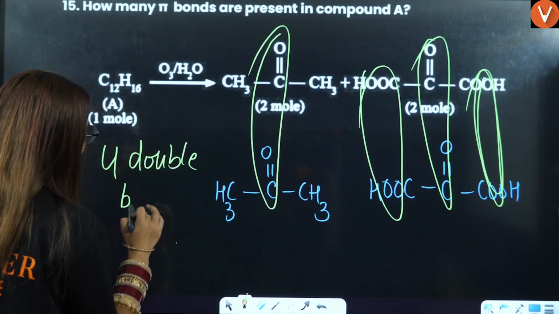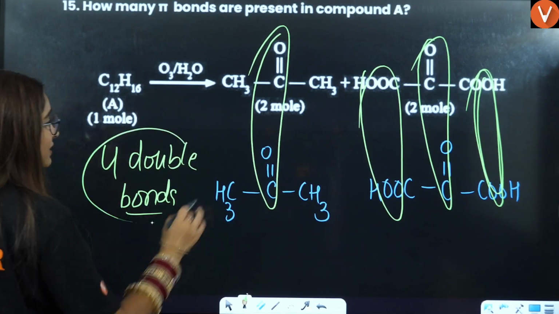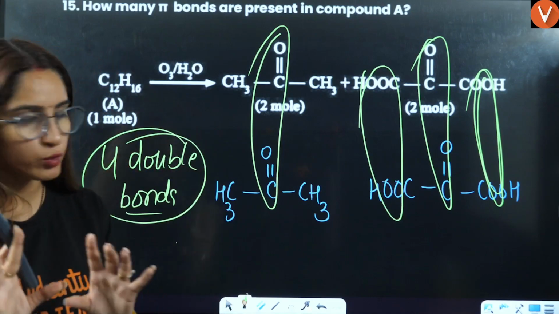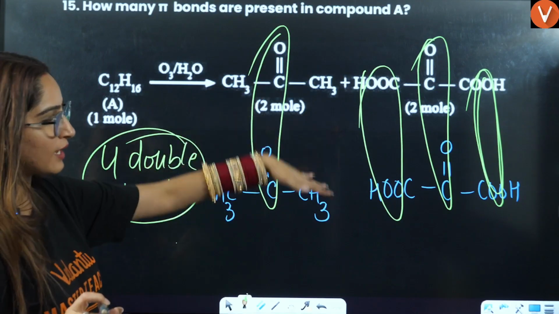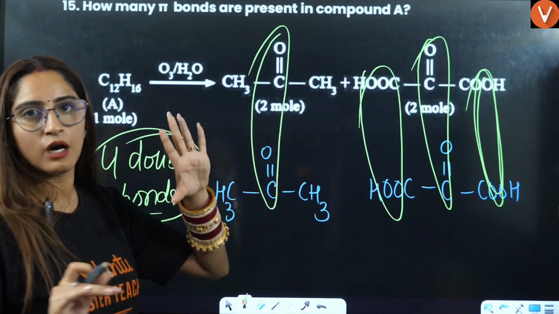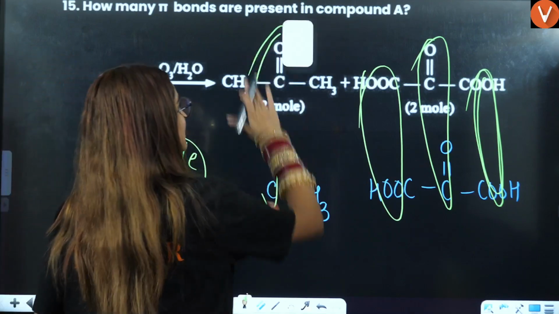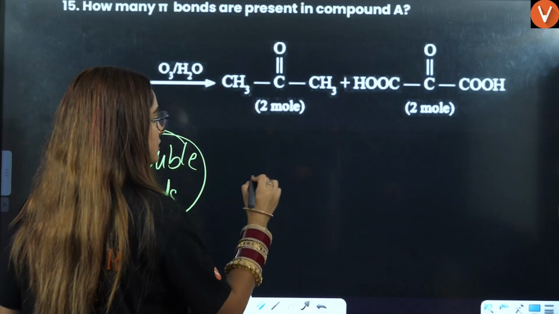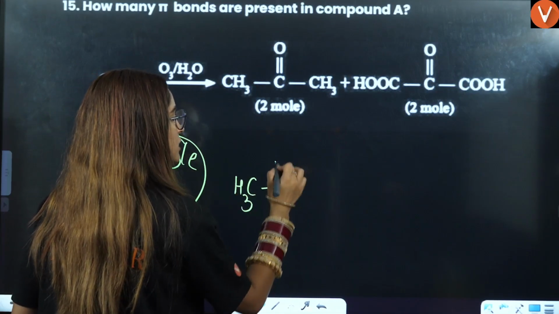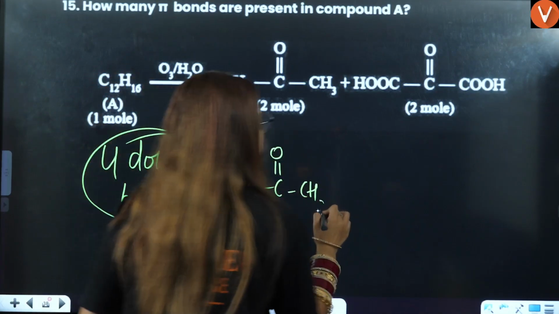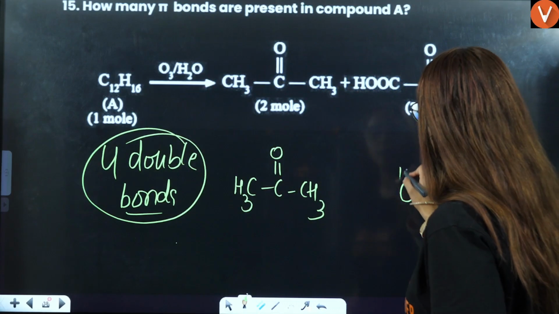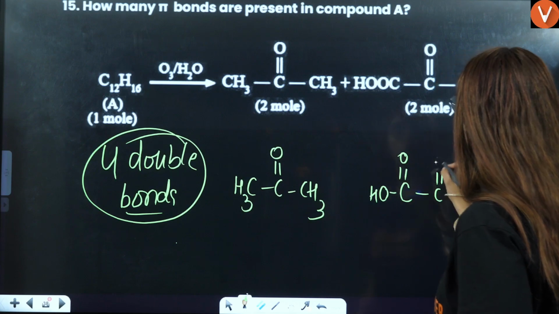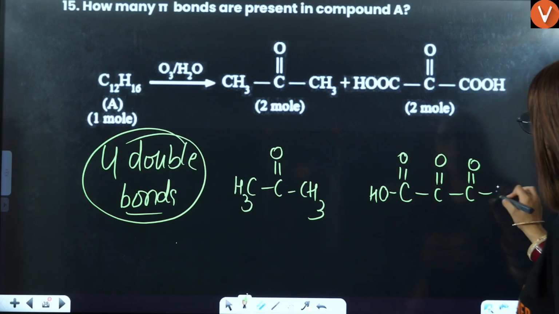Drawing the structure will take time. So what you can do here, just write all the double bonds here. So you can see how you will draw that, how many double bonds you will have. This is CH3, this is C double bond O CH3, this is C double bond O, C double bond O OH, C double bond O, this is C double bond O OH.